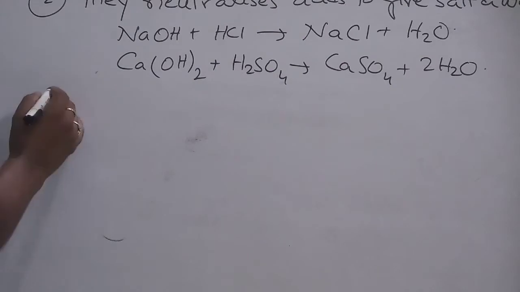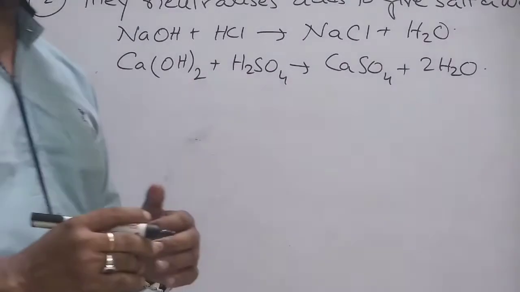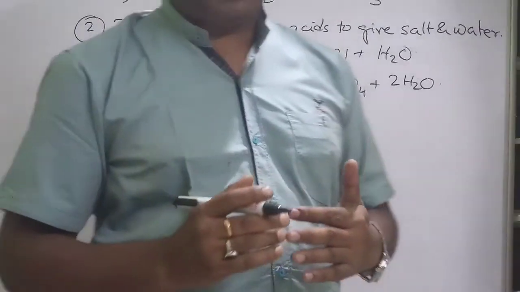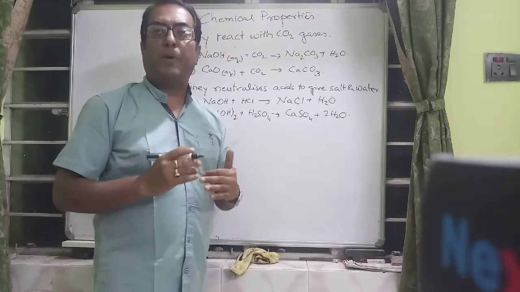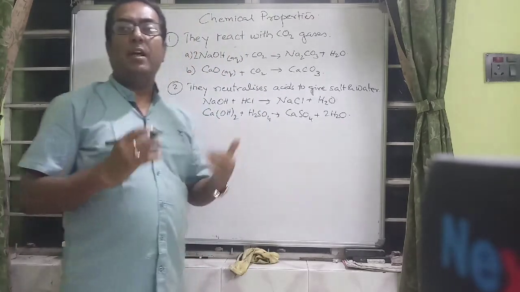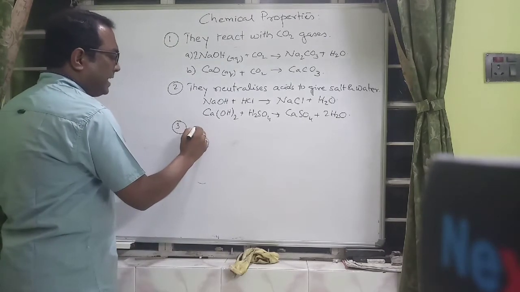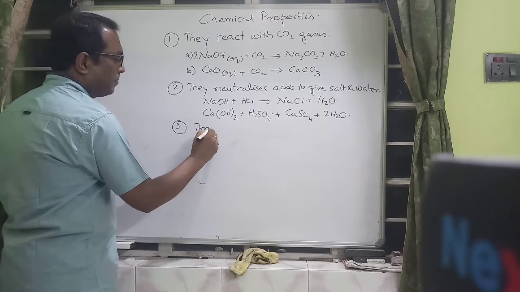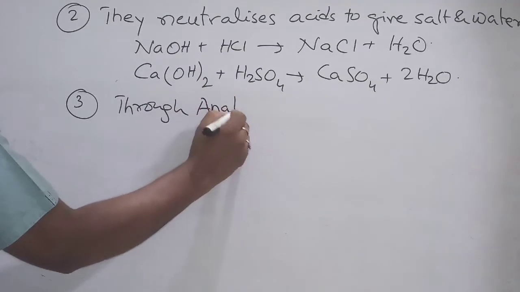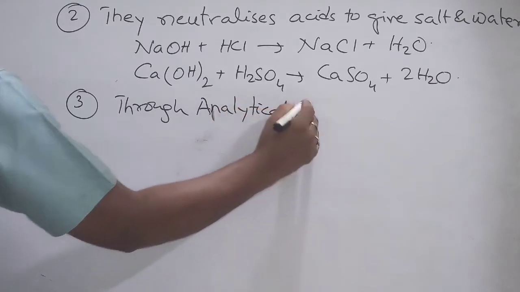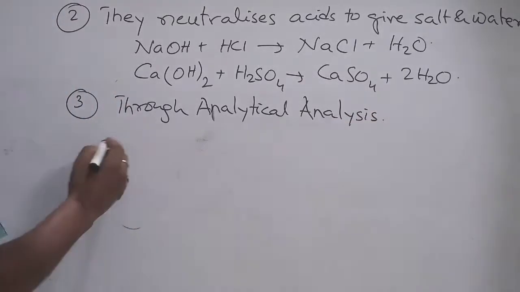And the third part is according to analytical chemistry. In the analysis of a salt, we usually take sodium hydroxide or potassium hydroxide or ammonium hydroxide. Through analytical analysis, we can understand what type of salt it is.